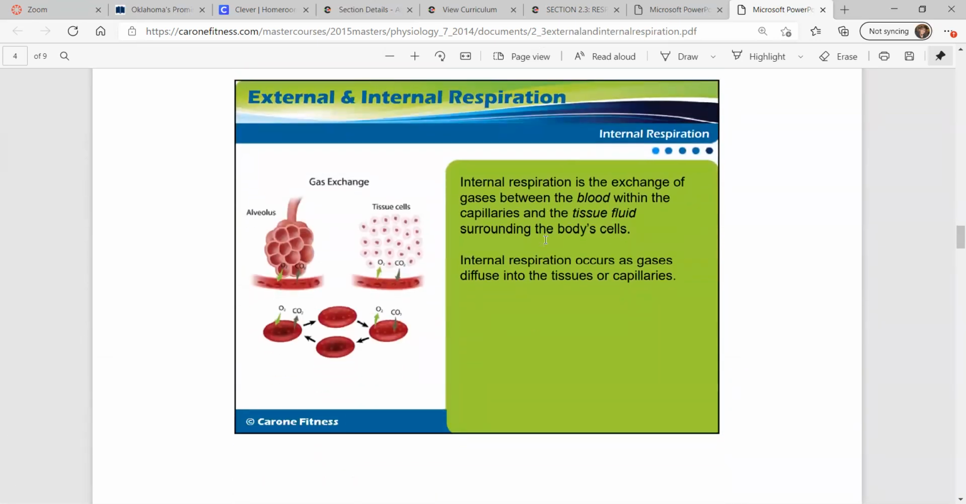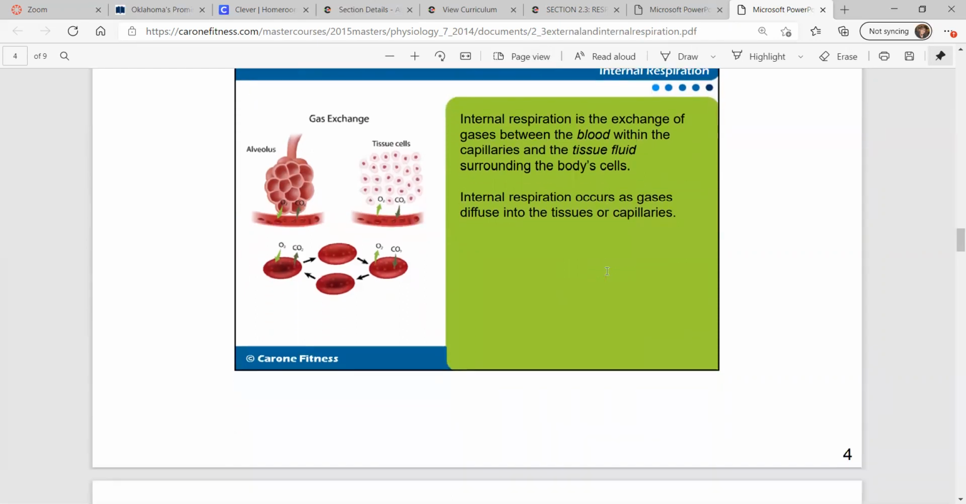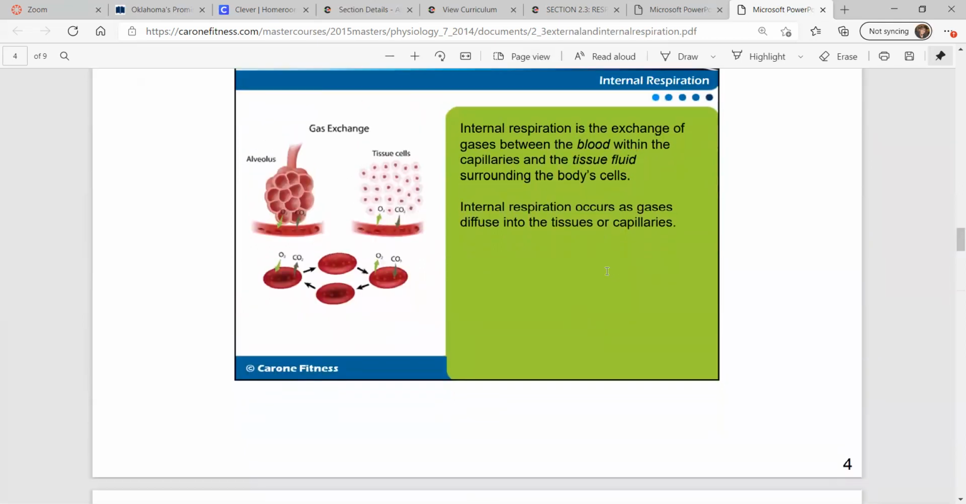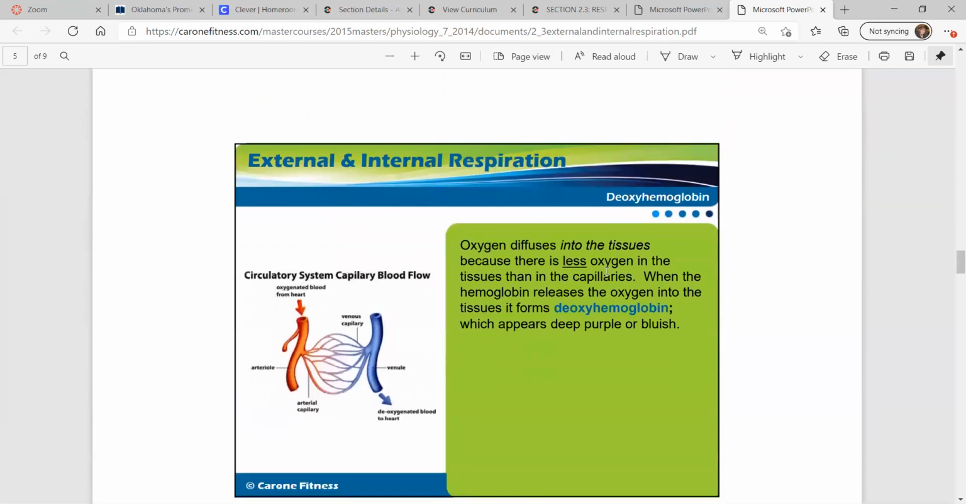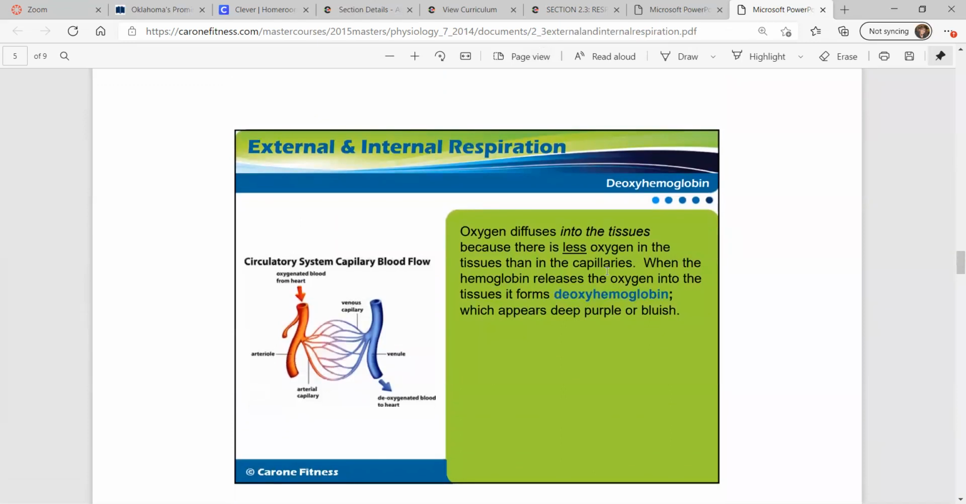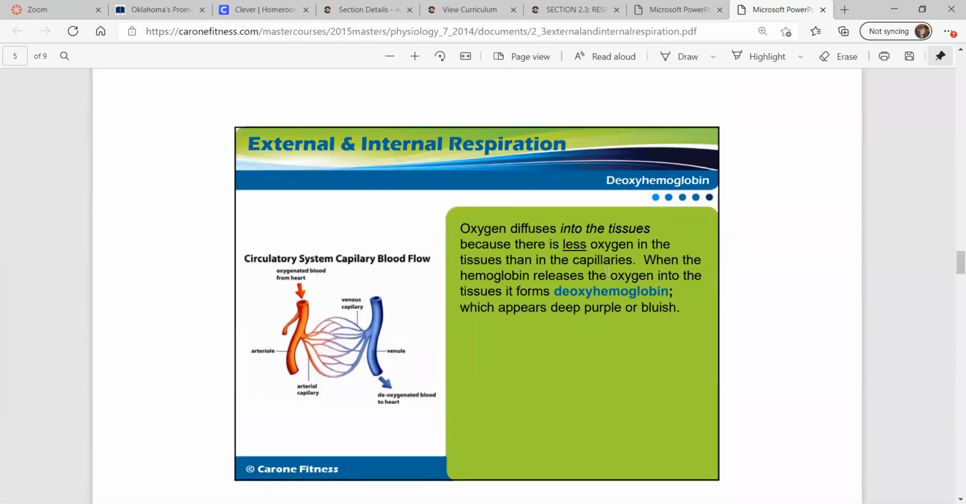Internal respiration is the exchange of gases between the blood within the capillaries and the tissue fluid surrounding the body's cells. Internal respiration occurs as gases diffuse into the tissues or capillaries. Oxygen diffuses into the tissues because there is less oxygen in the tissues than in the capillaries.